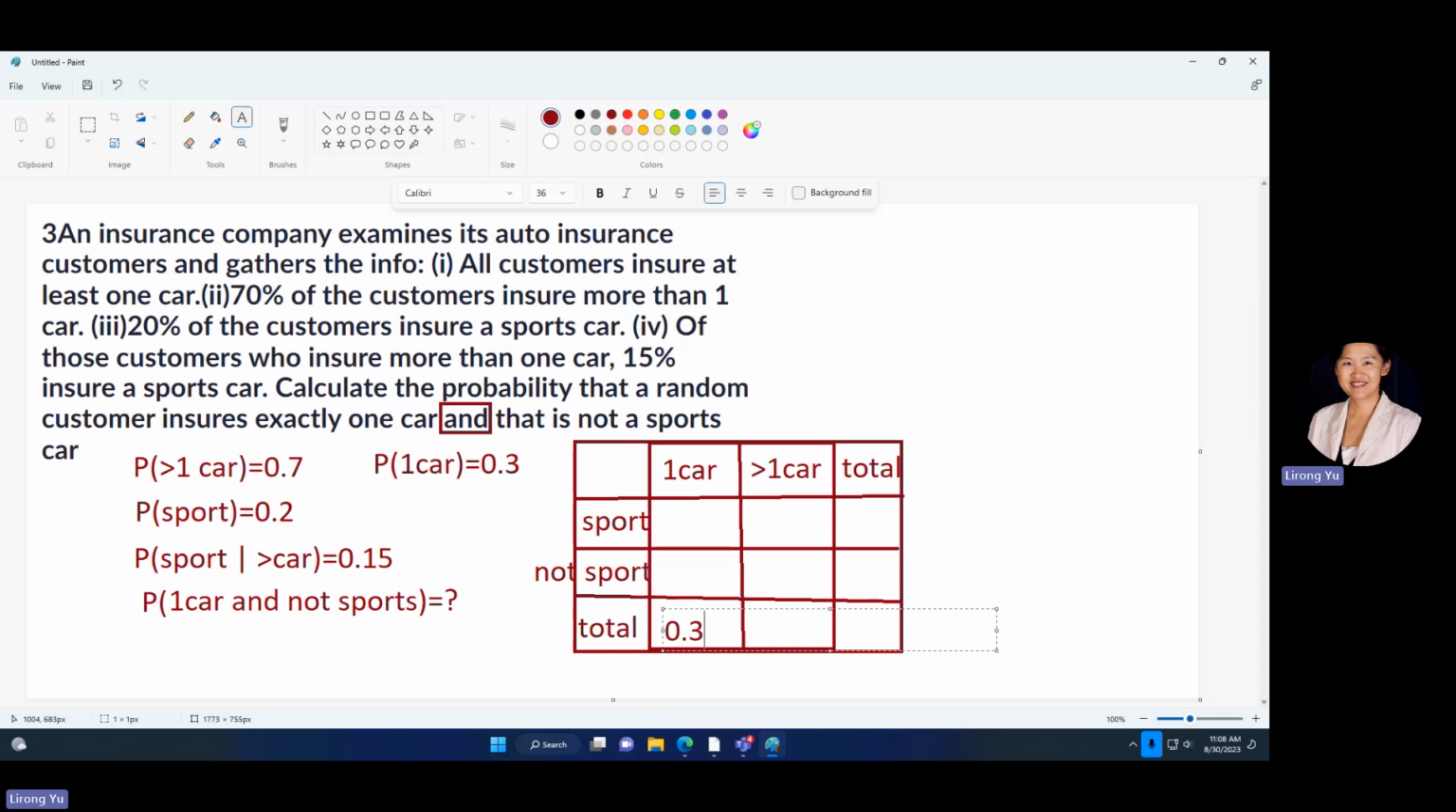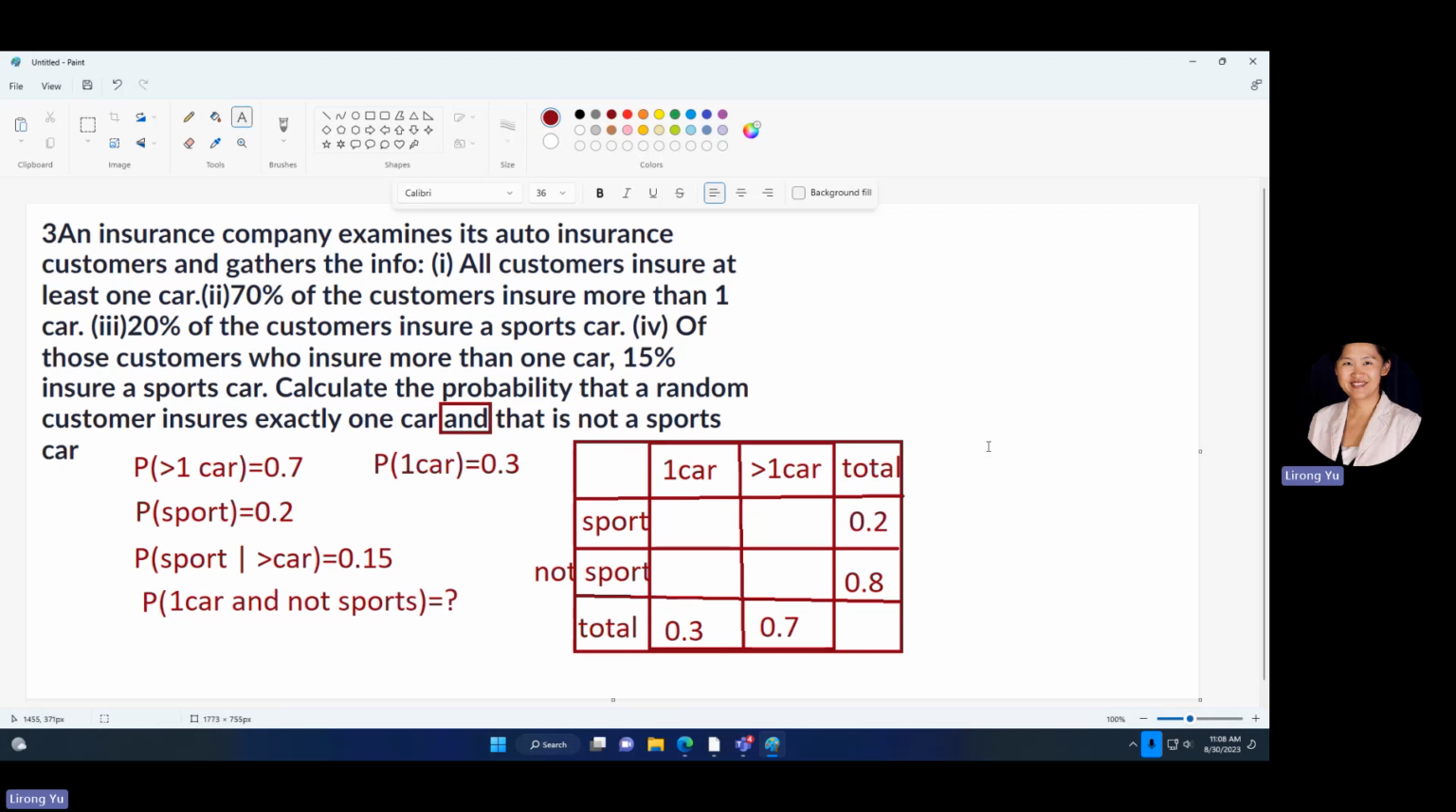Now this is 0.3, and this is going to be 0.7 based on the information. And the total probability for sports car is 0.2. So right there, we put in 0.2 and 0.8 here. And if we have any additional information, it says probability of sports car in the more than 1 car group is 0.15. So out of the population that has more than 1 car, out of that 0.7, 15% is a sports car. So these two are supposed to add up to 0.7.